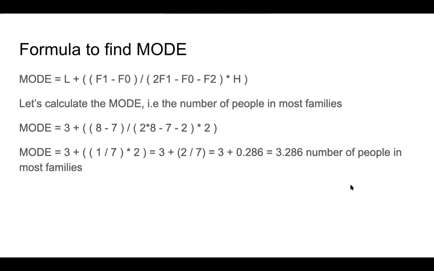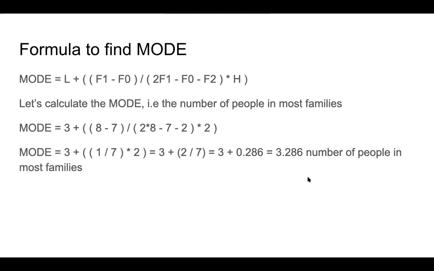Okay, so the number of people in the maximum number of families. Out of the 20 families in your neighborhood, most families have 3 people, 3.286 number of people. That is called the mode of this data.